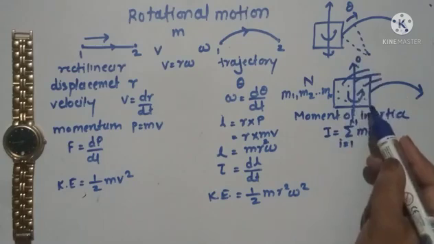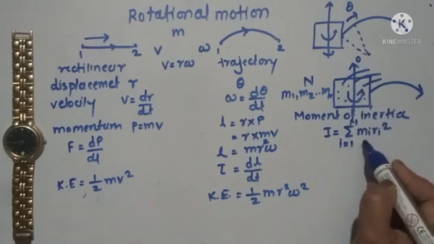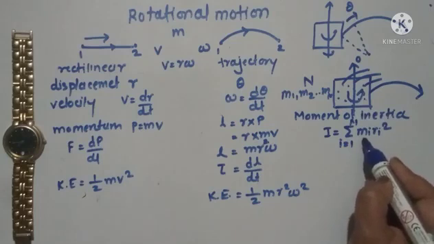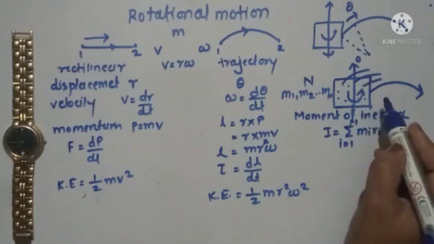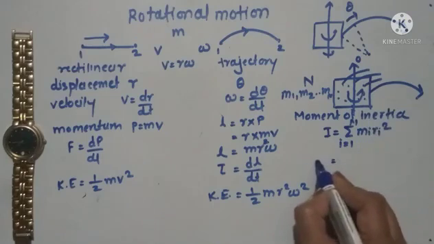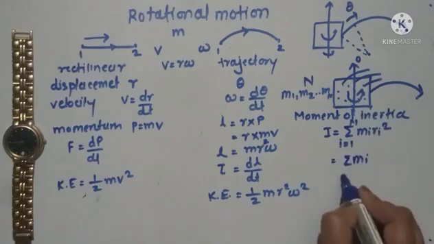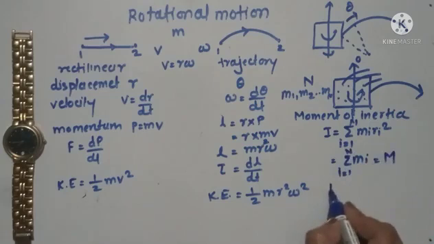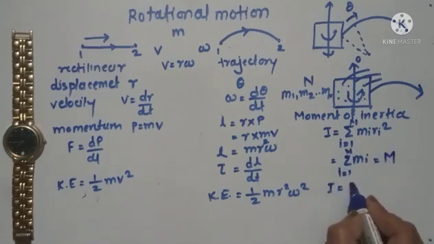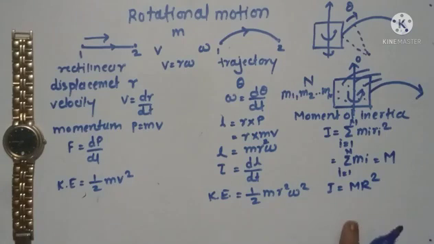Then the moment of inertia of this body is defined as the summation of the product of each particle's mass and the square of its distance from the axis of rotation. We know that the summation of m_i, where i runs from 1 to n, will be capital M. So I is given by M into capital R square. Thus the moment of inertia is defined as the sum of products of the mass of each particle in the body with the square of its distance from the axis of rotation.